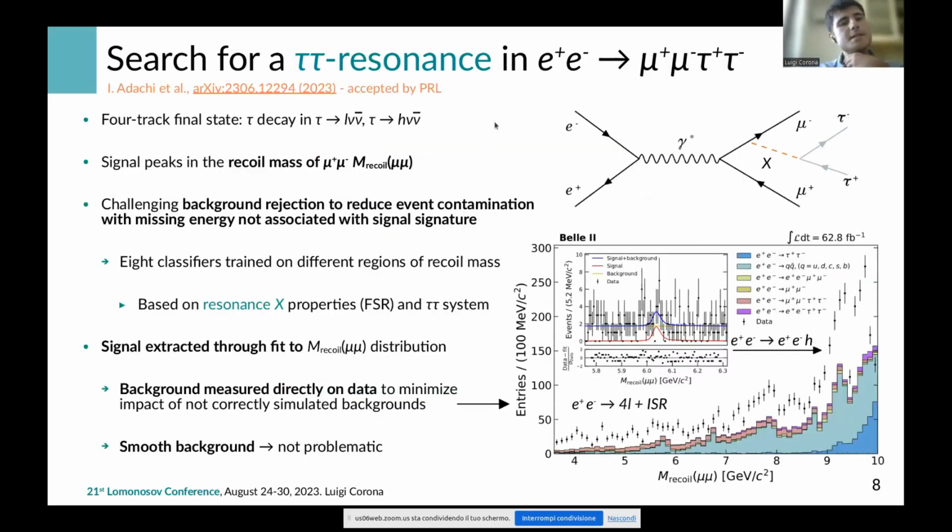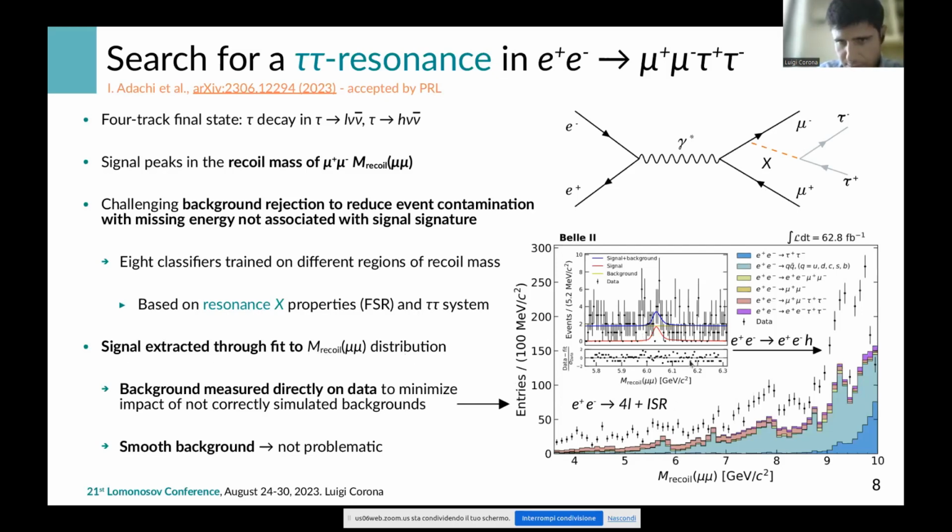Okay, another similar analysis is the search for a tau-tau resonance in the mu-mu-tau-tau final state. So here we have a resonance decaying to tau pairs. We have also here a four-track final state because we reconstruct only taus decaying to one charged particle. In this case, signal events are expected to peak in the recoil mass distribution of the muons in the final state. Also in this case, we apply background rejection to reduce event contamination with missing energy not associated with the signal signature. We exploit eight classifiers trained on different regions of the recoil mass, based also in this case on the fact that the resonance is emitted as a final state radiation, and also that we have a tau-tau system in the final state. And then the signal is extracted with a fit to the recoil mass distribution.